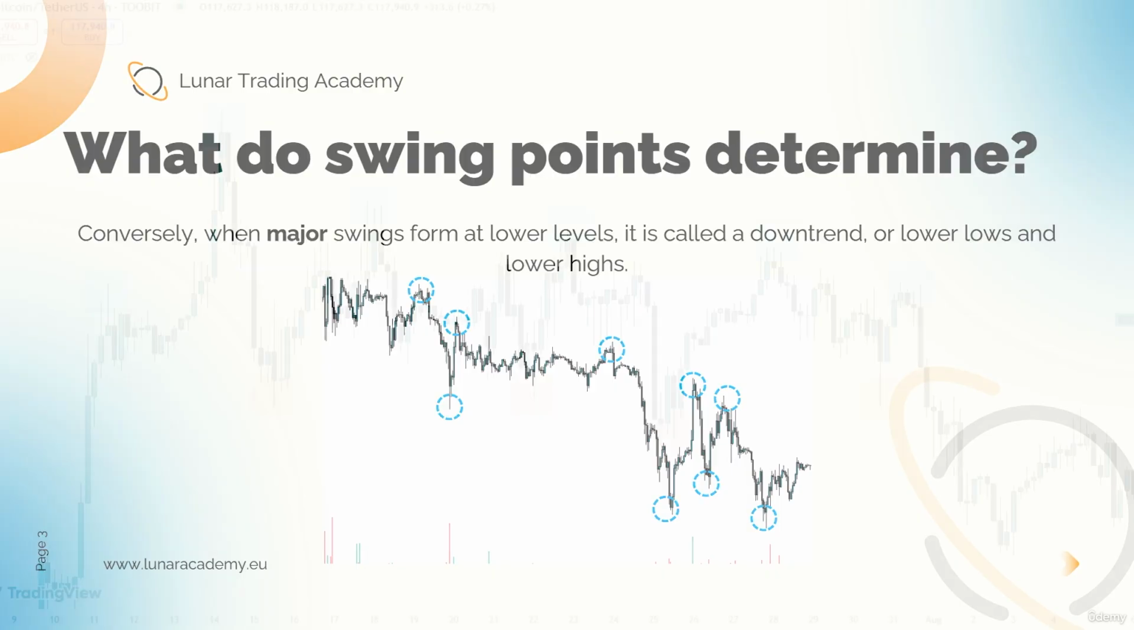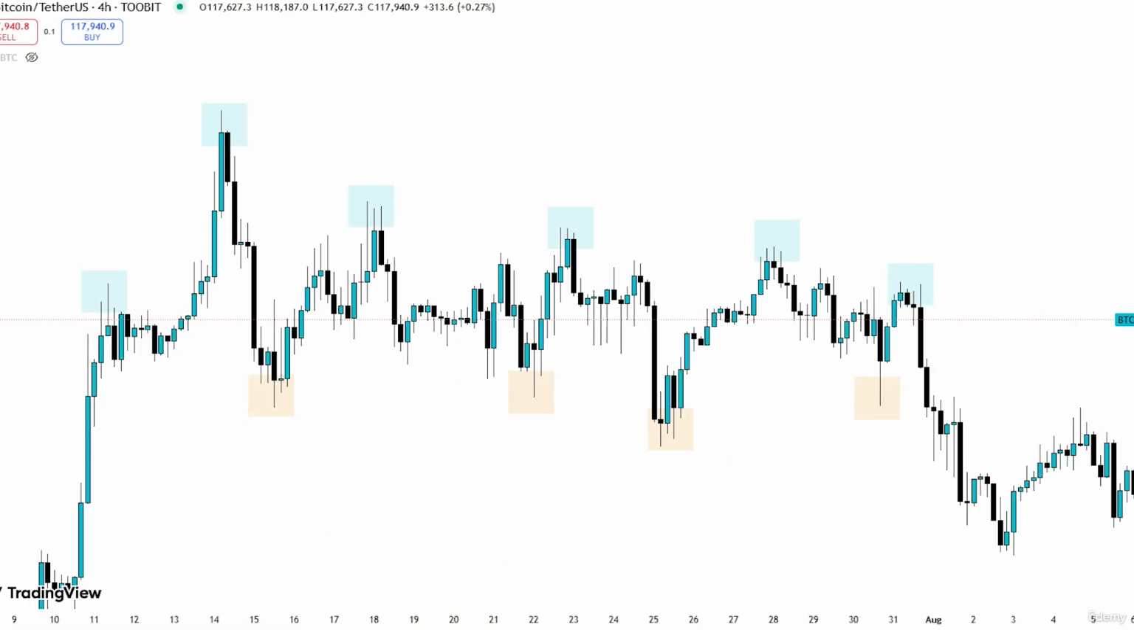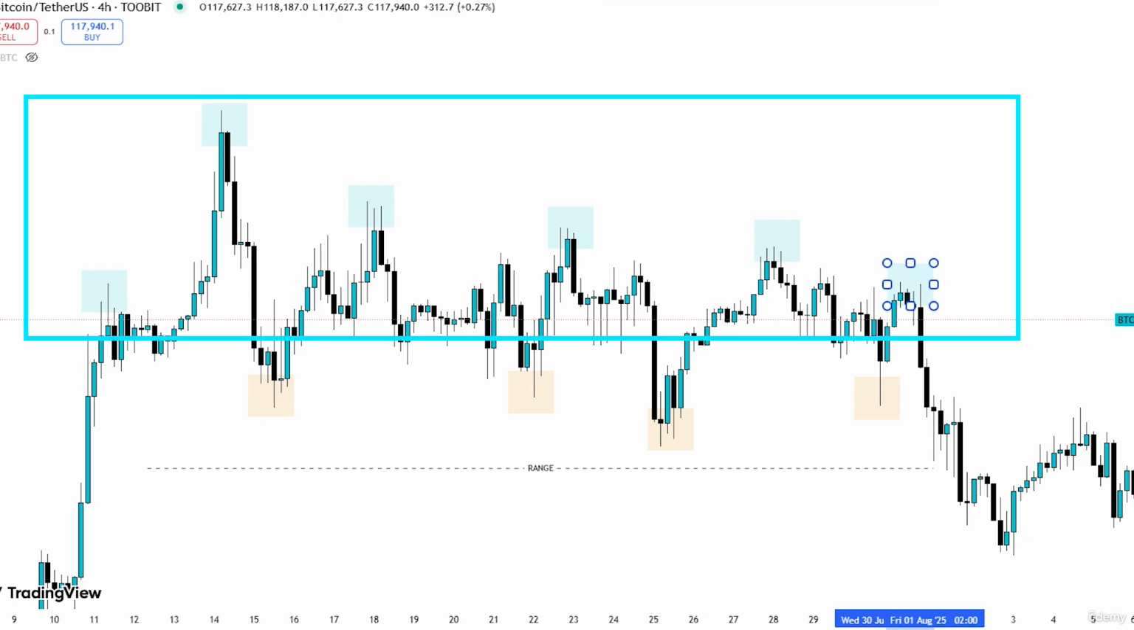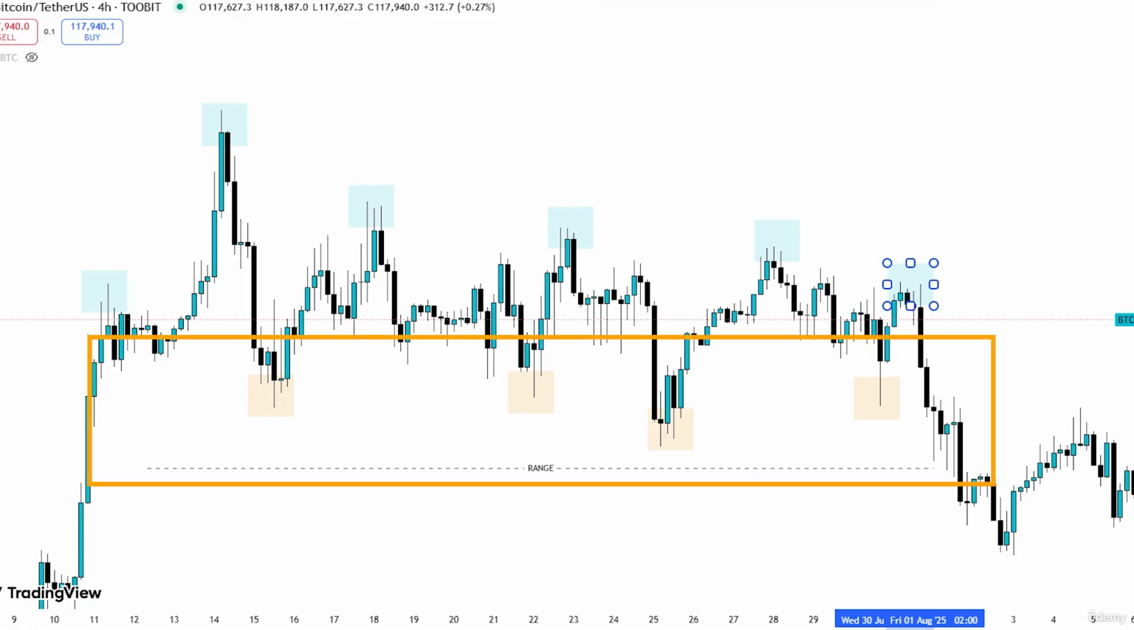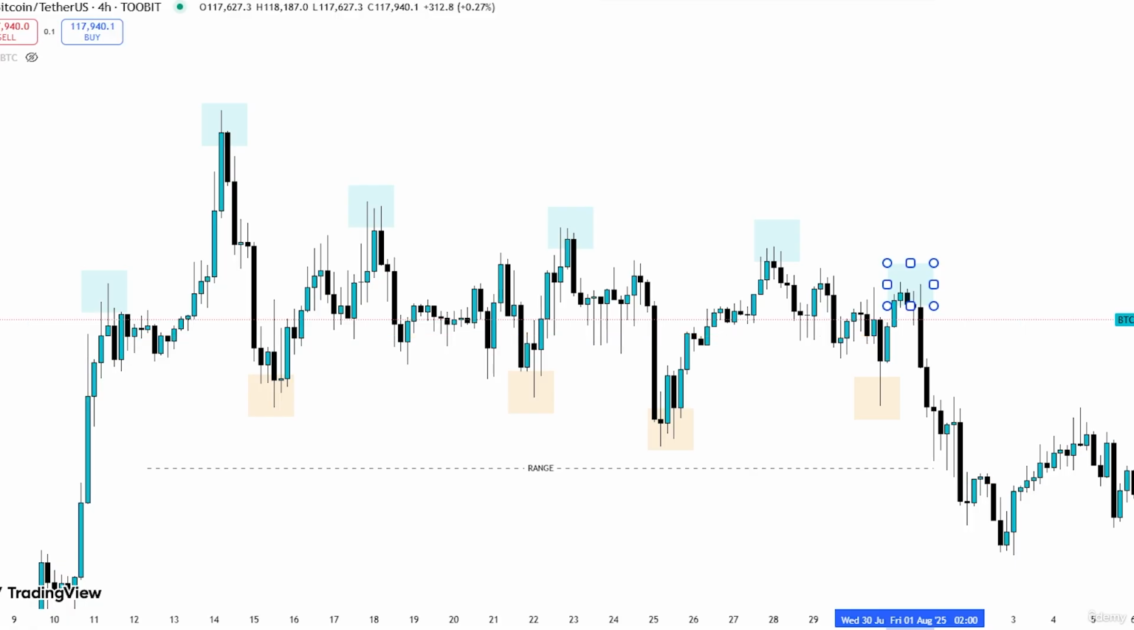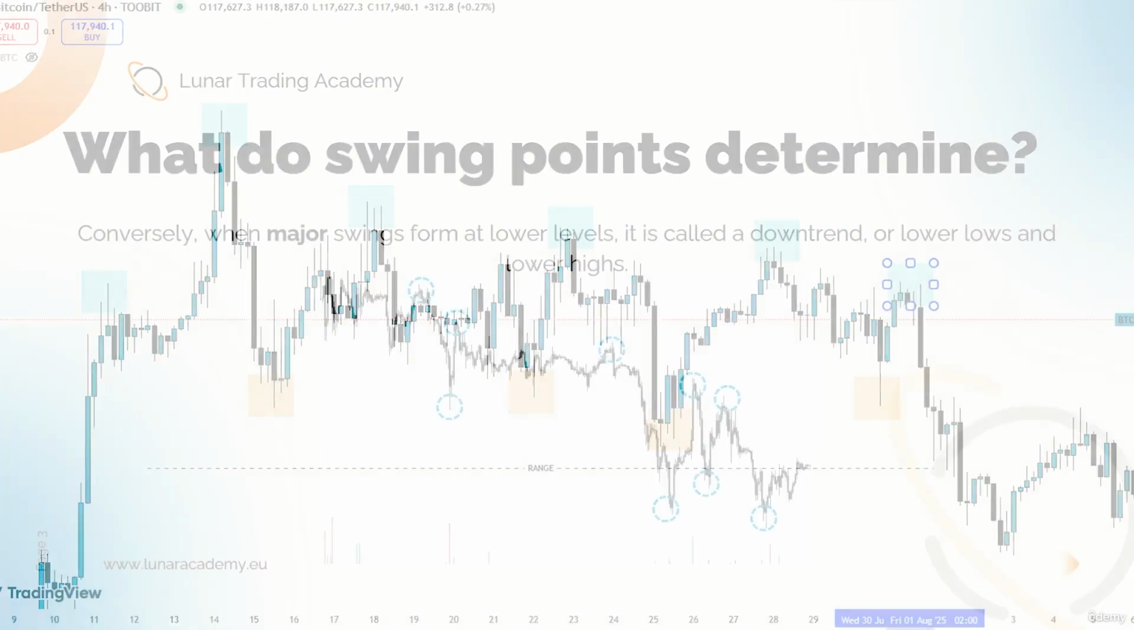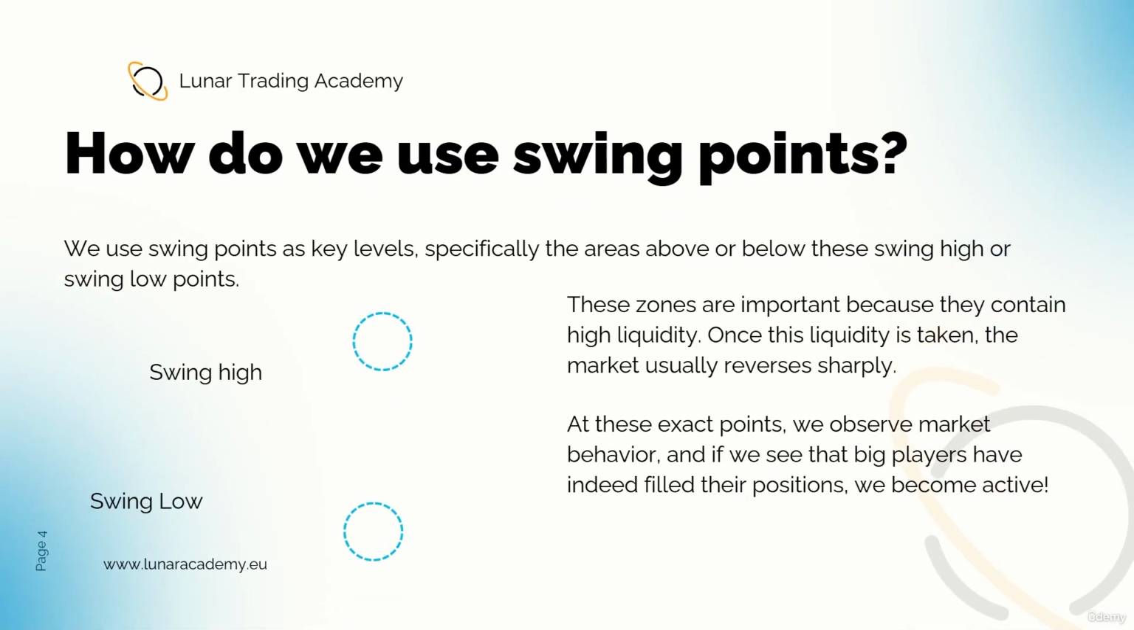When the price moves sideways, swing points form at the same levels, often resulting in several swing highs at the same price level and several swing lows also at the same price level. This is what we call a range. This means that the market doesn't have a clear direction. These are the ways swing points determine the market trend. And now let's take a look at how to profit from these swing points.